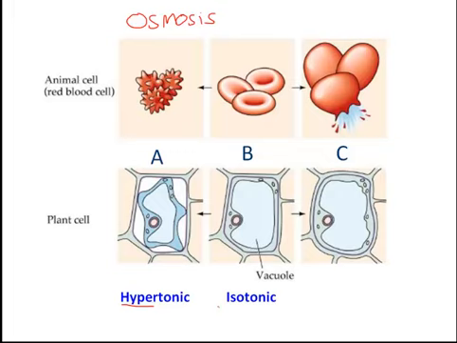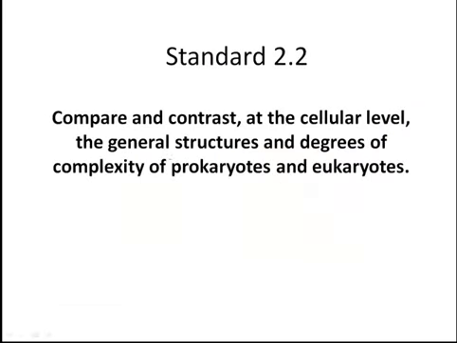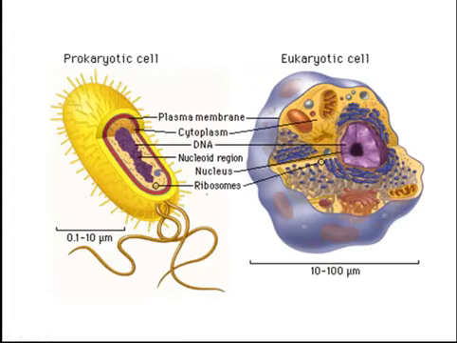We want our cells to be isotonic. Iso means stable, equal. And we don't want to be hypotonic either, where too much water goes into our cells and it can actually make them burst open. Okay, now we are going to take a look at standard 2.2, which is going to take a look at the difference between prokaryotes and eukaryotes.